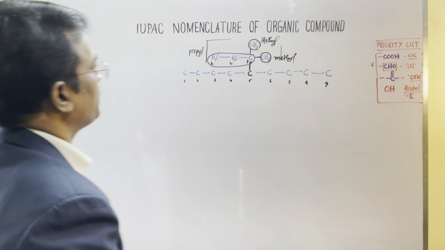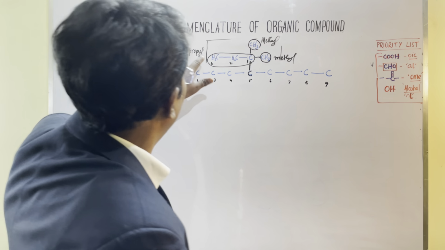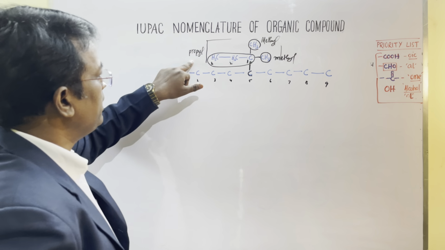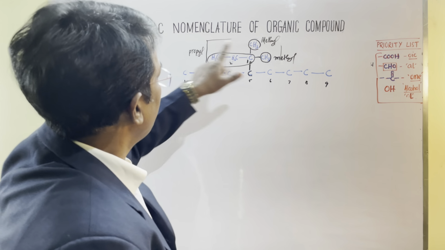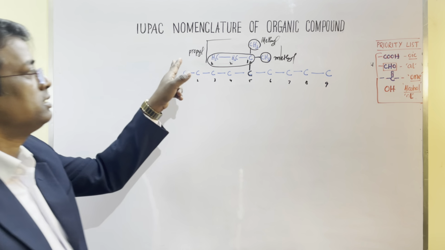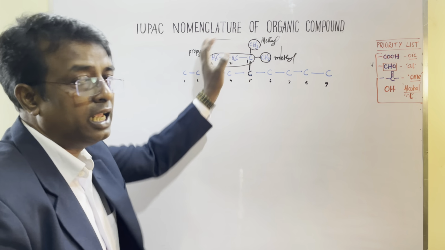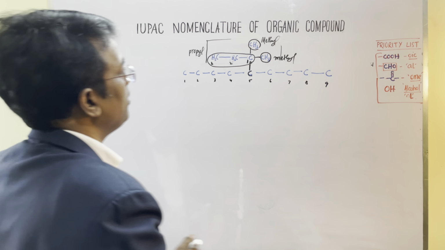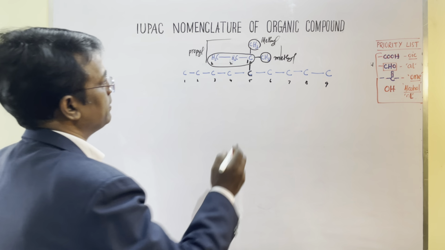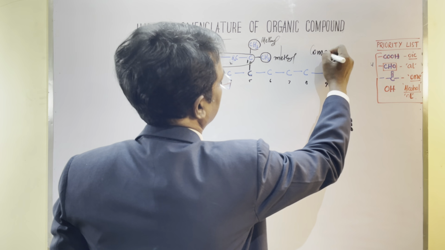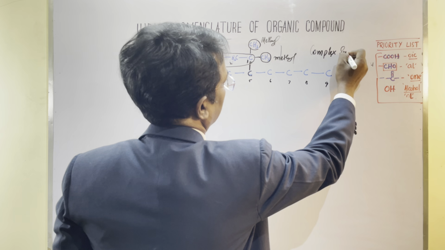Methyl. Now here, let me explain once again. This is the main substituent, but in this substituent there are 2 more substituents attached to that substituent. It's a case of branching as well as further sub-branching. In those cases, this is called a complex substituent. This type of substituent is called a complex substituent.